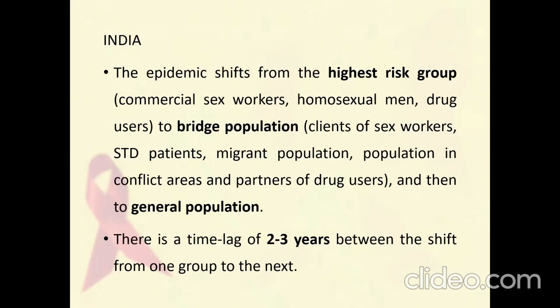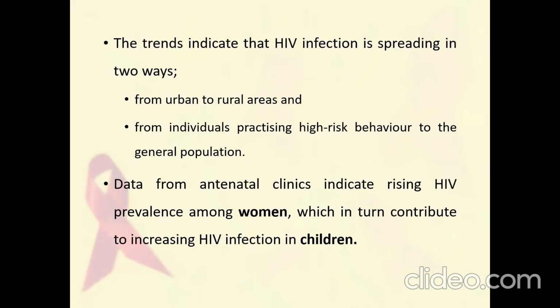Then in India, the epidemic shifts from the highest risk groups, that is commercial sex workers, homosexual men, and drug users, to the bridge population, that is clients of sex workers, STD patients, migrant population, population in conflict areas, and partners of drug users, and then to the general population. So there is a time lag of 2 to 3 years between the shift from one group to the next. The trend indicates that HIV infection is spreading in 2 ways, from urban to rural areas and from individuals practicing high-risk behavior to the general population. And data from antenatal clinics indicates rising HIV prevalence among women, which in turn contributes to increasing HIV infections in children.